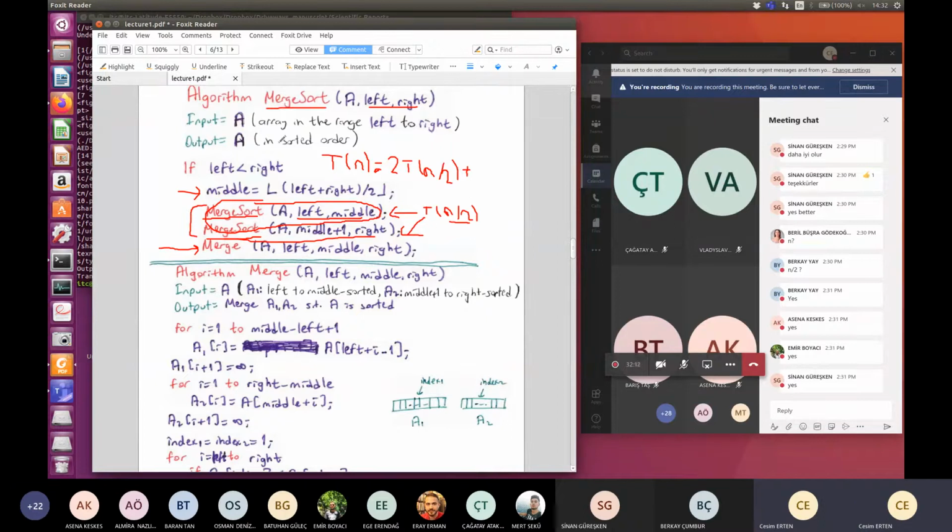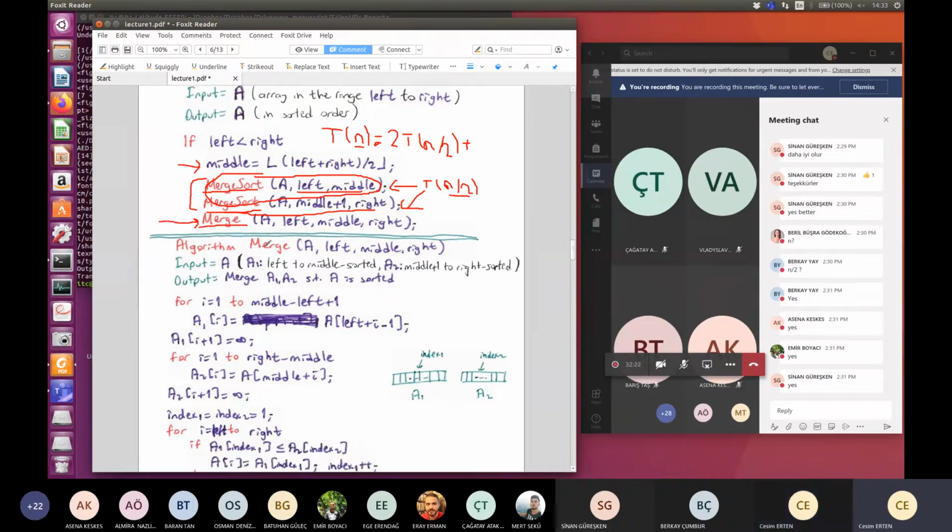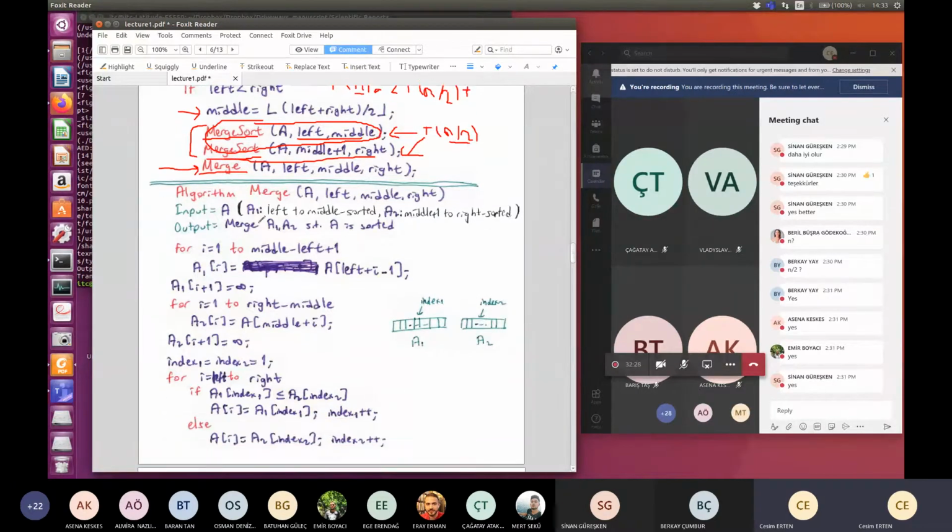Initially, when we call merge sort, we have n items. So our merge code will have n items to work with. If it has n items to work with, this merge function, how much running time does it require? We need to find that out by looking at the pseudocode or by trying to understand what this merge algorithm does.